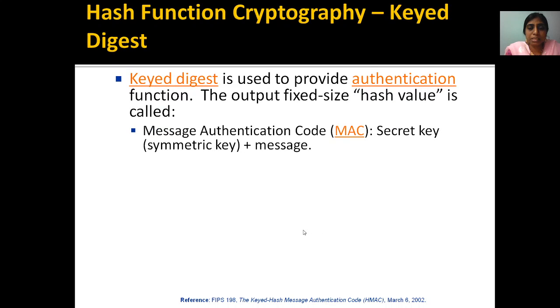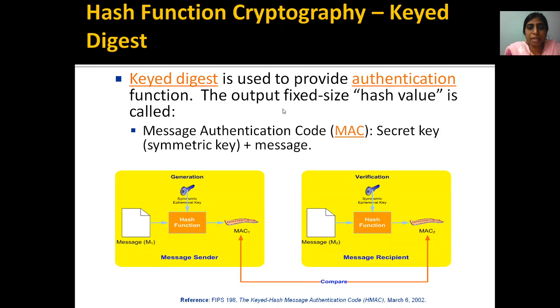Keyed digest. In the keyed digest, we take the authentication function. The output fixed-size value is called the message authentication code, using the secret key and the message. Then we take the hash function with the symmetric key, and we achieve MAC. Then we verify with the other end.